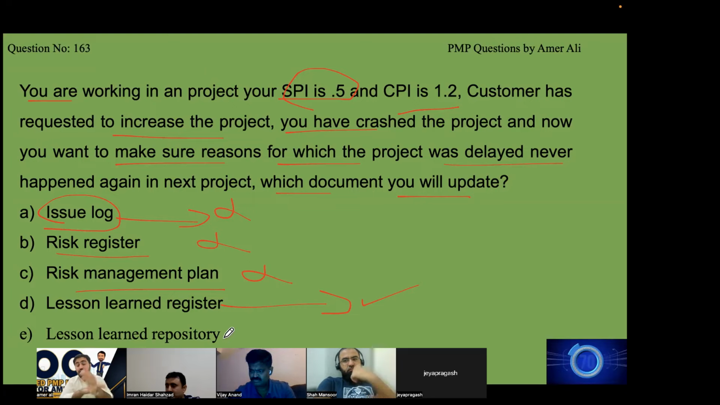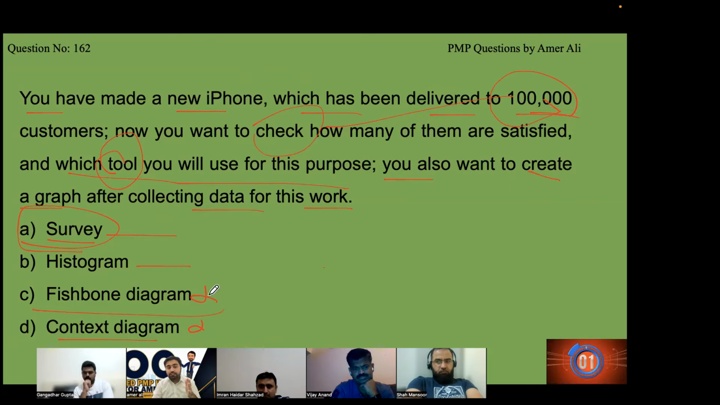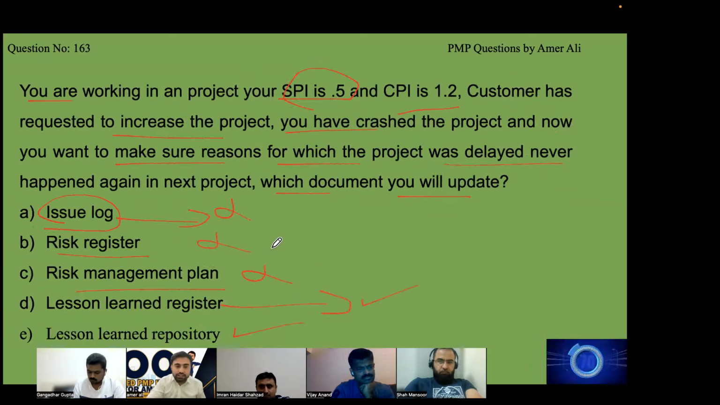Now, if the question said choose 2 options instead of 1, what would be your answer? If the question wanted you to select 2 right answers, what would be your answer? Yes, D and E would be the right answer in that case. Both D and E. But here the question does not say select 2 options, so only D will be the right answer. I don't know why it is moving forward and backward. Sorry for that.